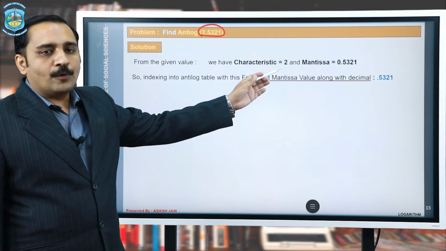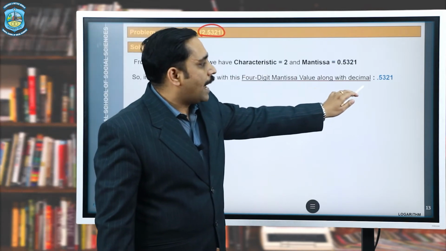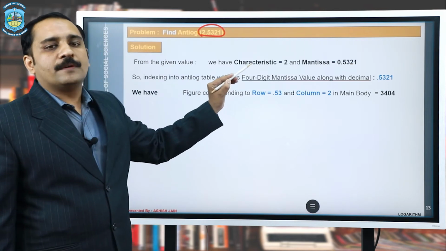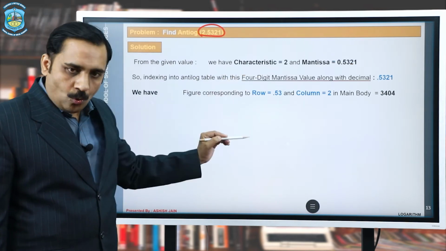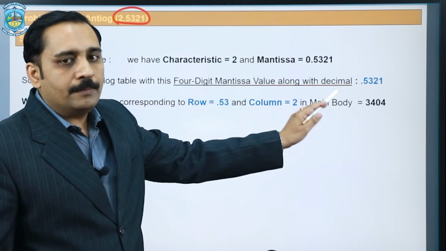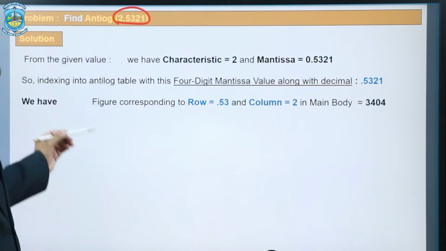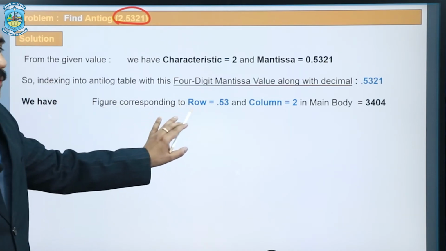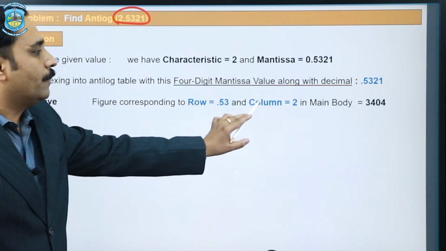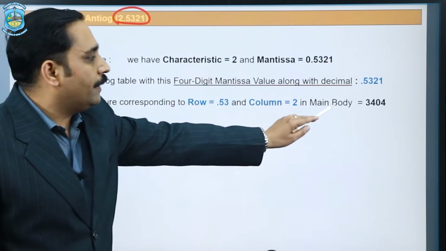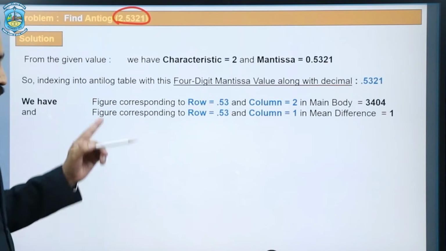Since it is already a 4-digit value, we will take the mantissa as 0.5321. Here, including the decimal, we will use the first 2 digits to index into the row. The next value is for the column in the main part, and the next value is for the column in the mean difference part. So, the figure corresponding to the row 0.53, column 2 in the main body of the anti-log table would be 3404. We note down this value.